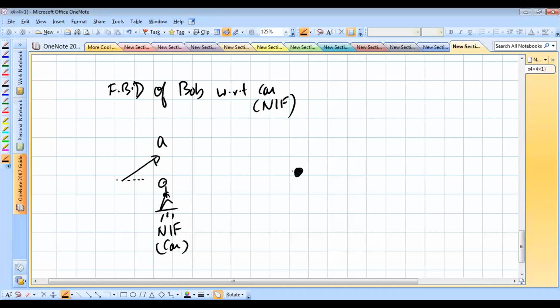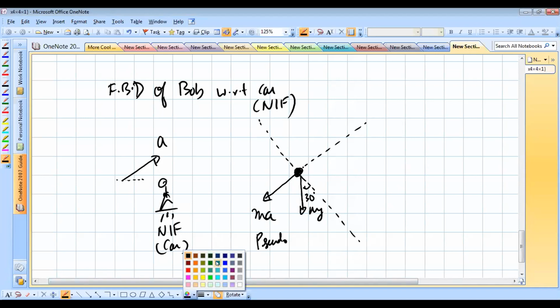So on your bob, there is pseudo force like this. There is mg like this, vertically downwards. This is the direction of your incline. This is the direction perpendicular to it. So this angle is 30 degrees. And your tension now will be in some general sort of direction like this.